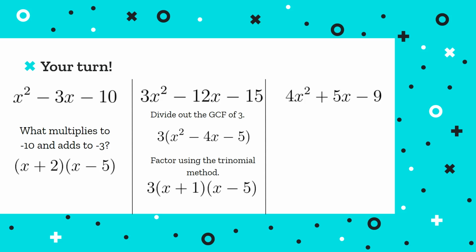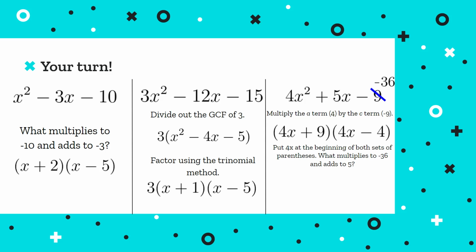The third question is an example of a tricky trinomial expression. Multiply the a term, which in this situation is the number 4, by the c term, which is negative 9, to get negative 36. Then put 4x at the beginning of both sets of parentheses and ask yourself what multiplies to negative 36 and adds to positive 5. The numbers 9 and negative 4 multiply to negative 36 and add to positive 5.